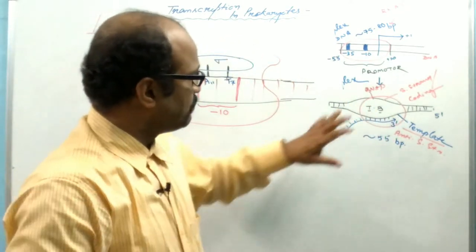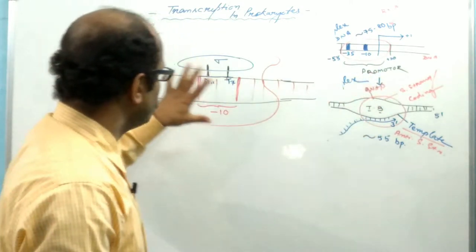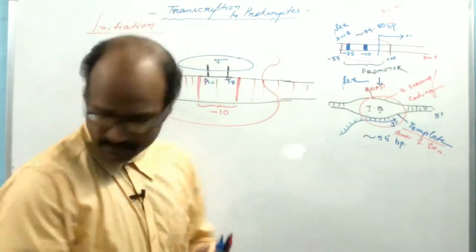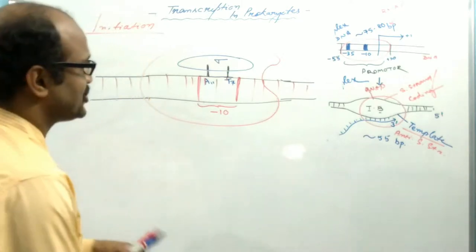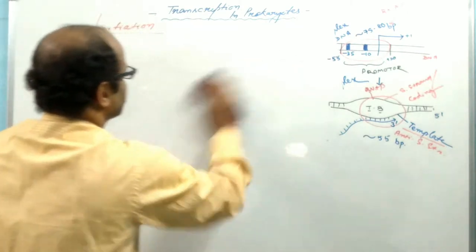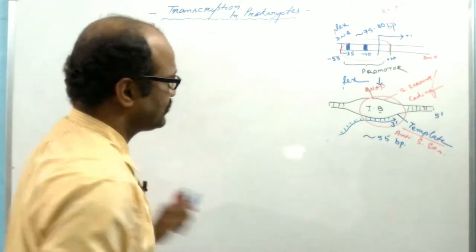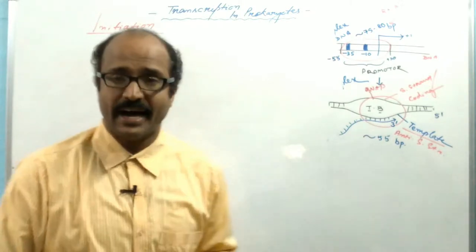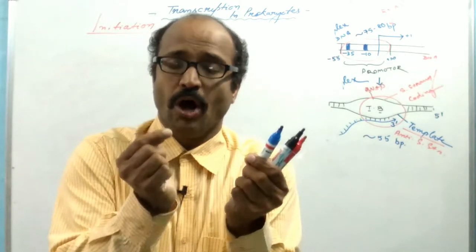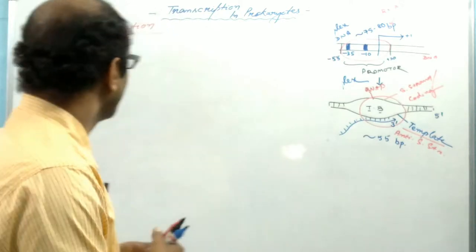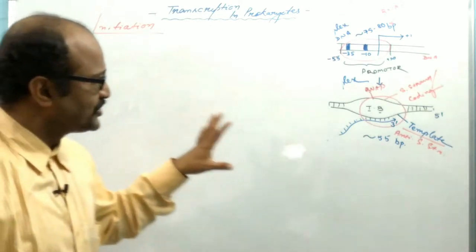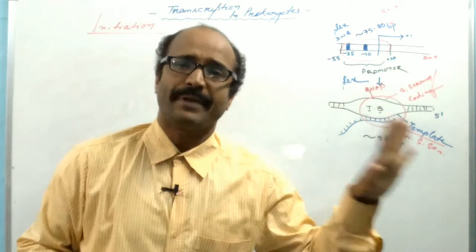So now the transcription bubble is formed because of the melting of the DNA strand, and the initiation of transcription starts. How does transcription initiate? Initiation means the formation of the first phosphodiester bond between two nucleotides of the RNA. This is known as the initiation process. It does not need any type of primer.